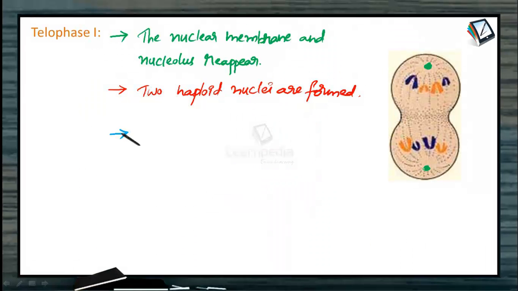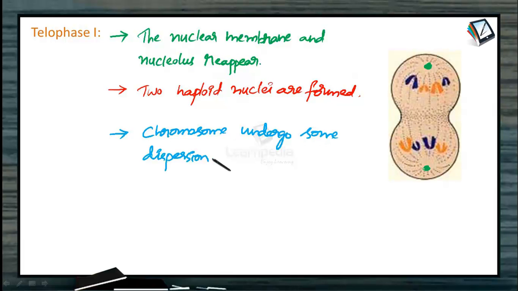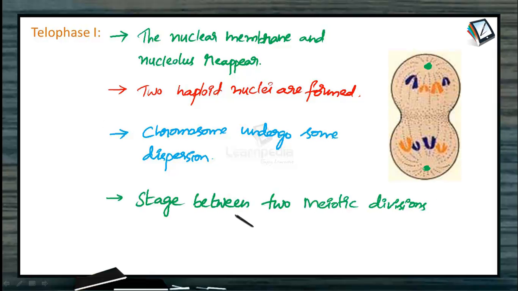Now here, chromosomes undergo some dispersion, that means decondensation. Only slight decondensation is there, because it is the reverse of prophase 1. In prophase 1, chromatin material undergoes condensation to form chromosomes, whereas here chromosomes undergo only some dispersion or decondensation in telophase 1. Next, after telophase 1, meiosis II follows. The stage between the two meiotic divisions is called interkinesis. Generally, it is short-lived, meaning the time is very short.